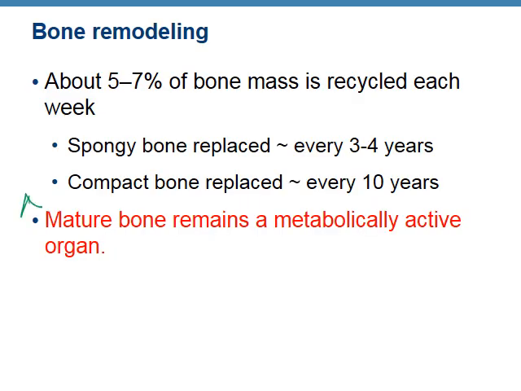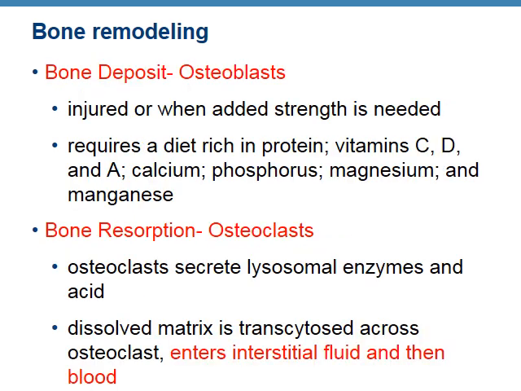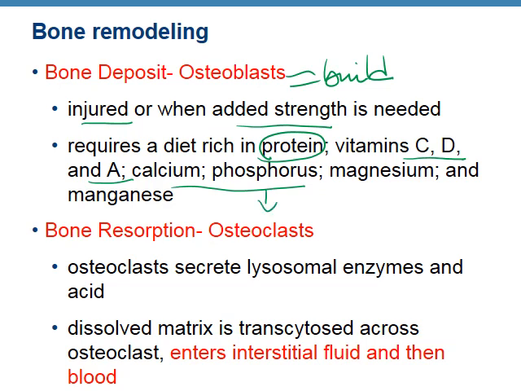We like to say that mature bone is metabolically active. Basically, your entire life, spongy bone is being created and replaced, and so is compact bone. So what do osteoblasts and osteoclasts do for us? So osteoblasts are the ones that build bone, right? So anytime you're injured or you need to add strength due to stress, you're going to build bone. You have to have proteins, you have to have vitamin C and D and A, you have to have calcium and phosphorus. Remember, these are the minerals that harden. You have to have magnesium and manganese.